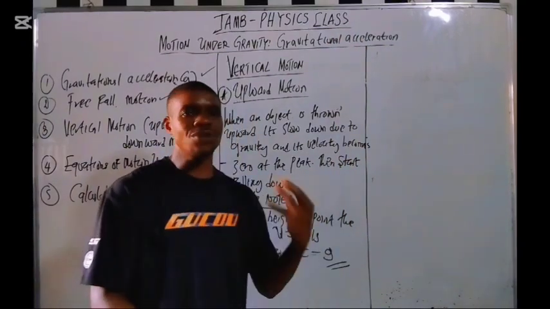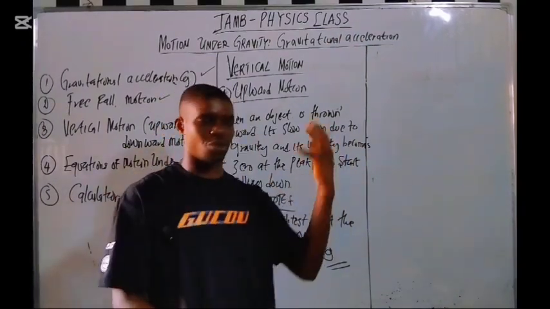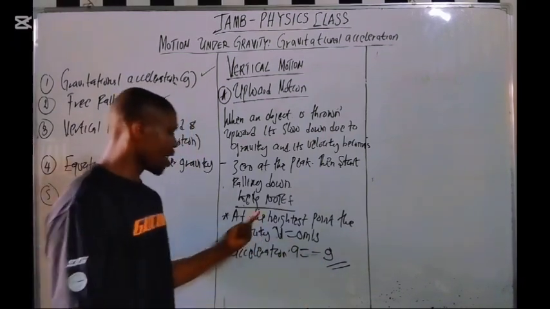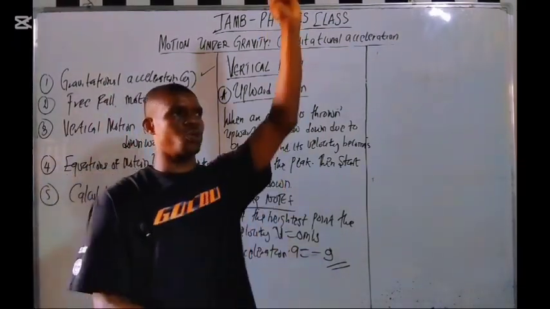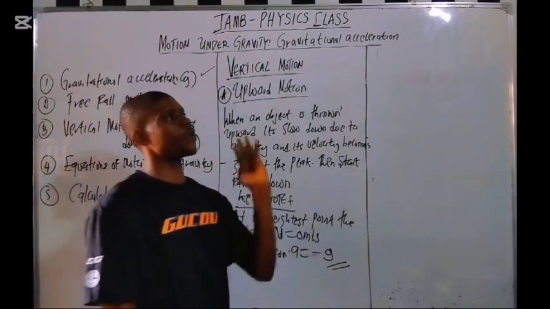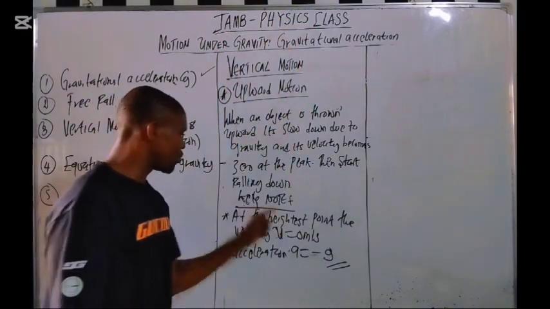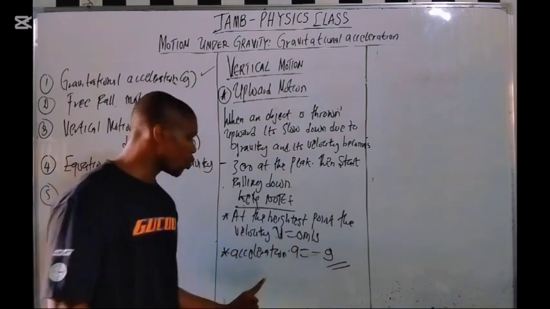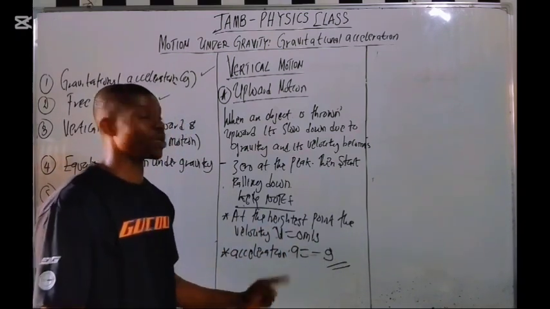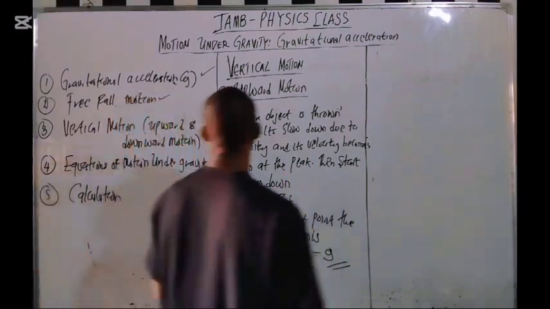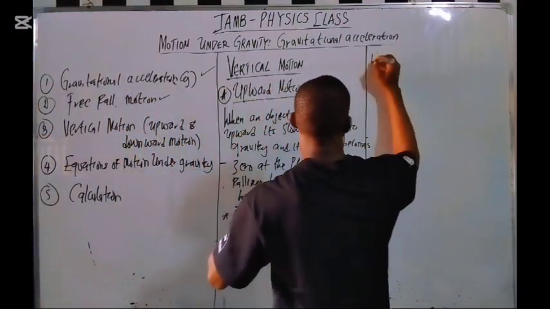So whenever an object is acting against gravity, that is upward motion, the g is always what? Negative. When it reaches the highest point, because it's moving upward, it falls down. At that point the velocity is zero. What is the acceleration here? The acceleration is negative g. Hope you understand.